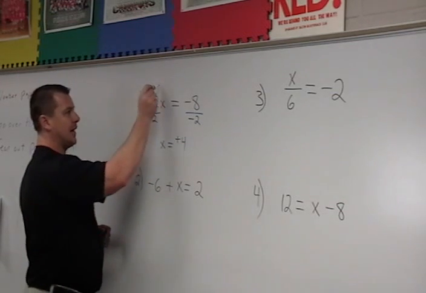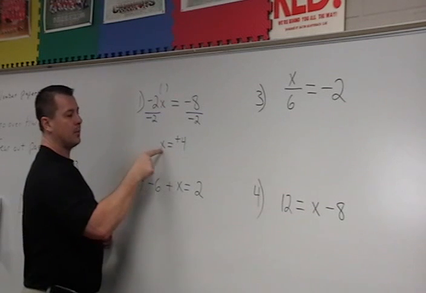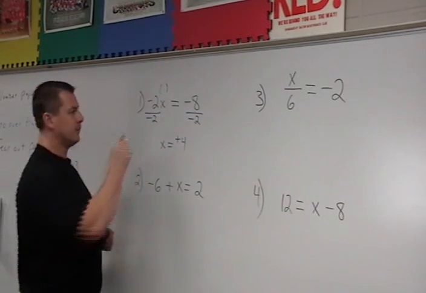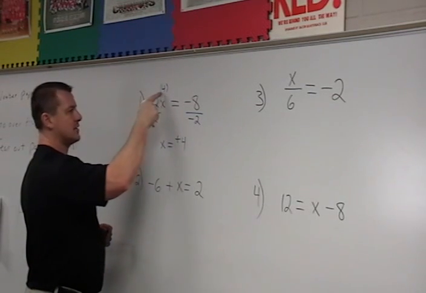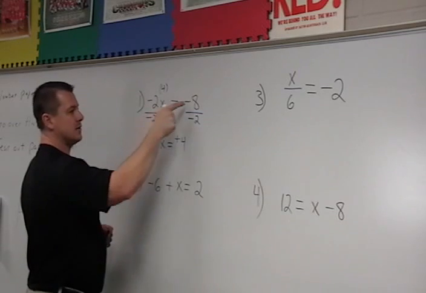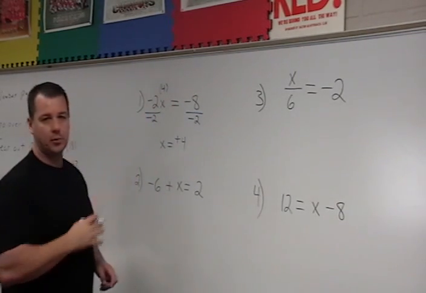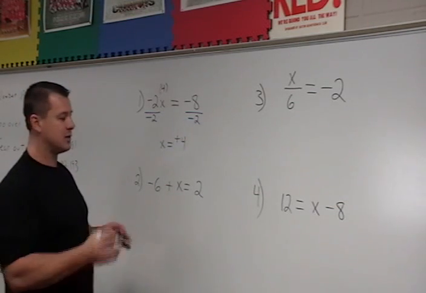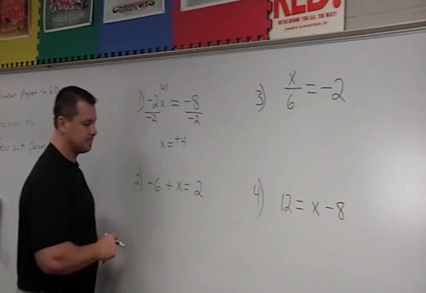And you can always check that. I'm just going to show you this once. You can always check it by replacing the variable or the unknown with what you found it to be. So we said it's 4. So -2 times 4 is -8. So it does check. And you can do that with any problem you have where you're finding the variable. Just replace the variable with the number that you found and you can check your answer.